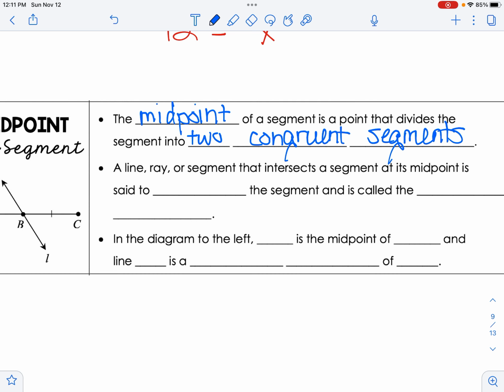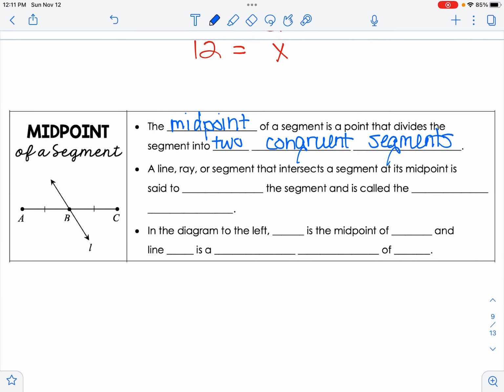And remember, congruent means same length. So two segments that are the same length. Okay.